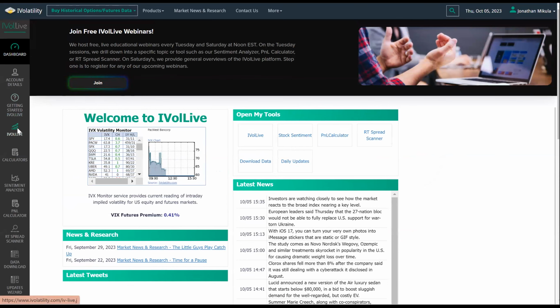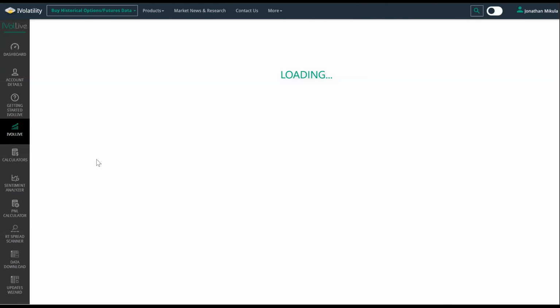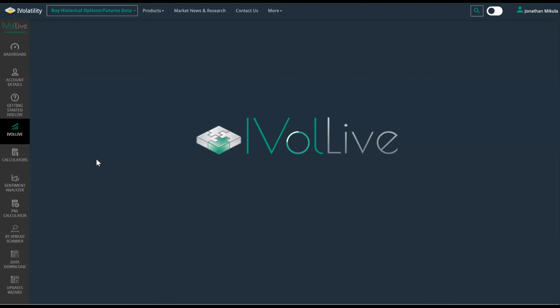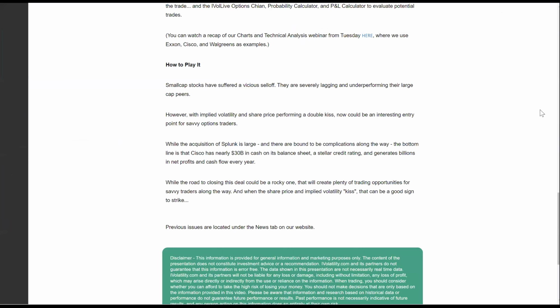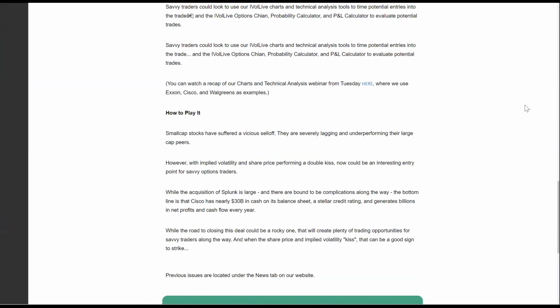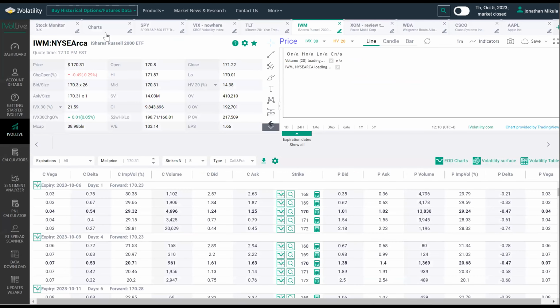The next thing I typically do is I go to IVolLive. IVolLive is where you can run all these scans, or you can take a deeper dive on what you just read. So for an example, we were just reading about IWM, the Russell 2000. So my next step would be to come to IVolLive and pull up an IWM tab.